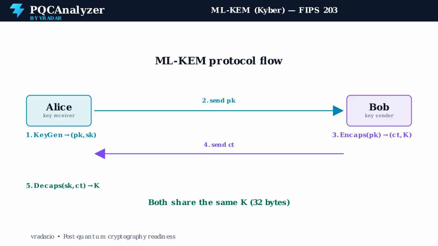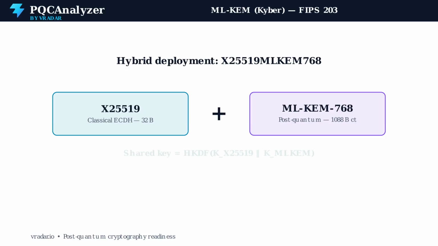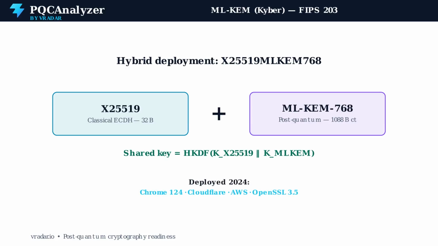Real-world deployments use the hybrid group X25519 ML-KEM-768. The classical X25519 key is concatenated with the post-quantum ML-KEM key through HKDF. As long as one of the two stays secure, the combination is secure. Chrome 124, Cloudflare, AWS, and OpenSSL 3.5 have all enabled this hybrid since 2024.